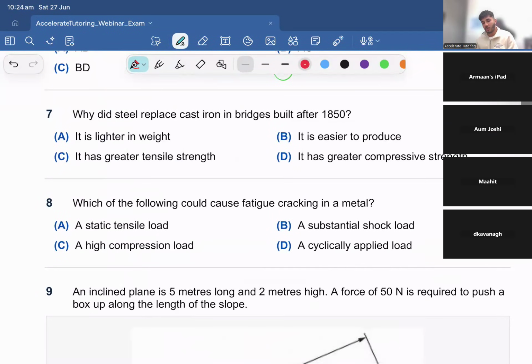Question 7, why did steel replace cast iron in bridges built after 1850? So cast iron was the first material that was used when building bridges in the early Industrial Revolution. The reason why it was replaced was because its tensile strength was not fantastic. It was good at compressive loading, but its tensile strength wasn't great. It was also relatively quite brittle. That's why it was replaced. But for this, it's purely because its tensile strength is quite poor. So hence steel replaced it in the construction of bridges in the 1850s.